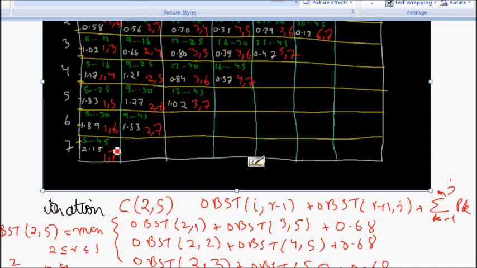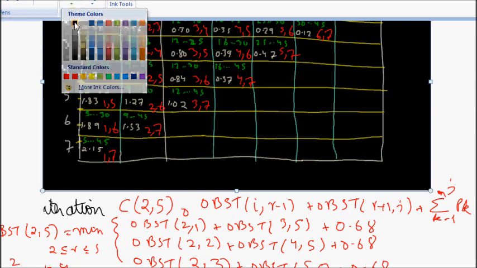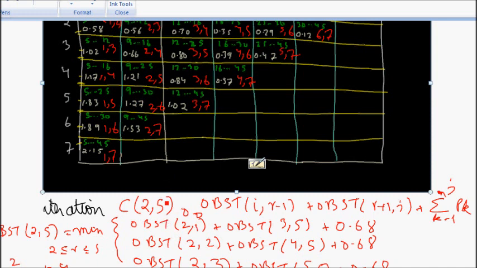Now we see what we are trying to find: OBST 2 comma 5. We have everything before that already calculated, because we go bottom up. So OBST 2 comma 1, as we said, when j is i minus 1, this becomes 0. Let's use a different color, say black. So this one is 0, and OBST 3 comma 5, if we see, is 0.8. So here we will write this 0.8.